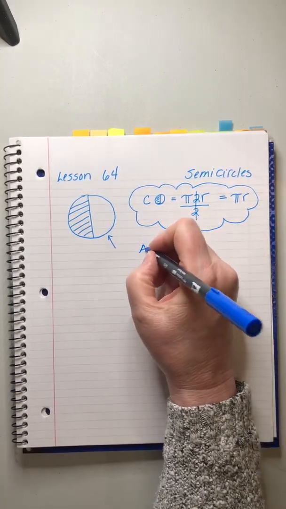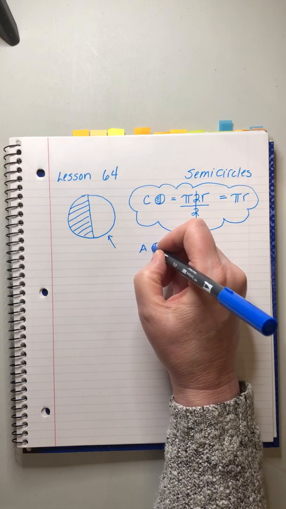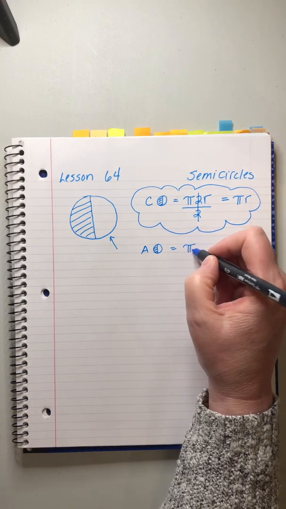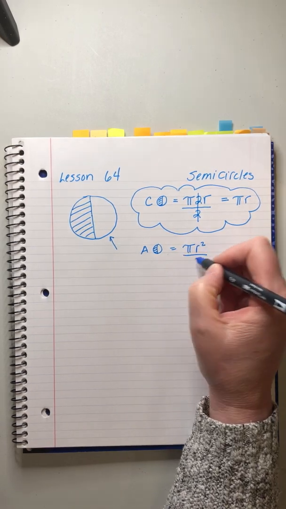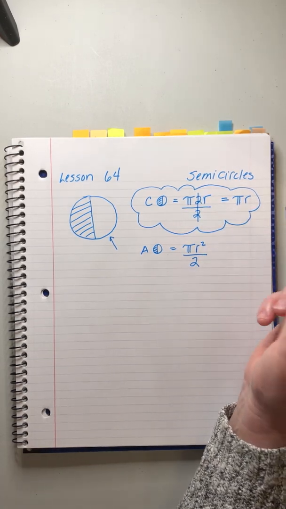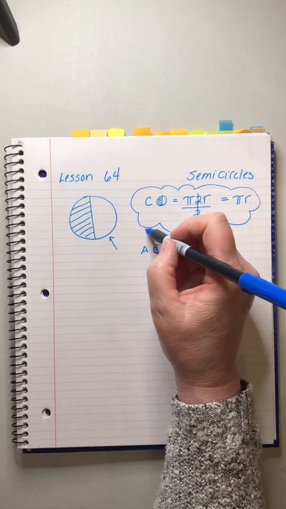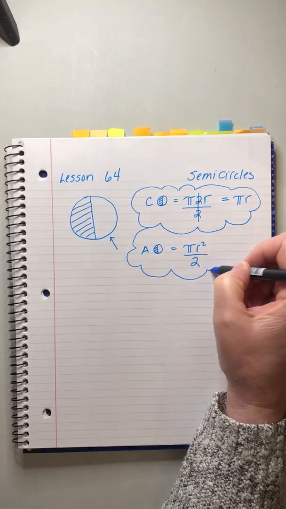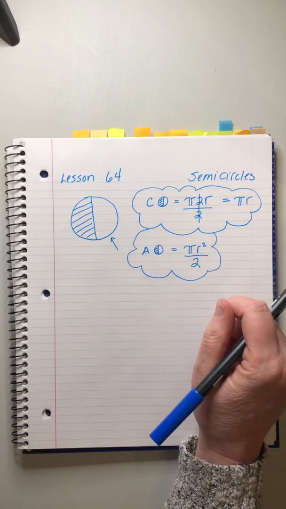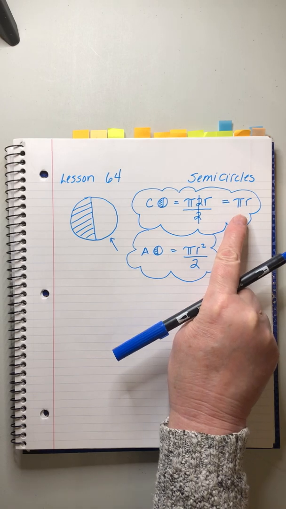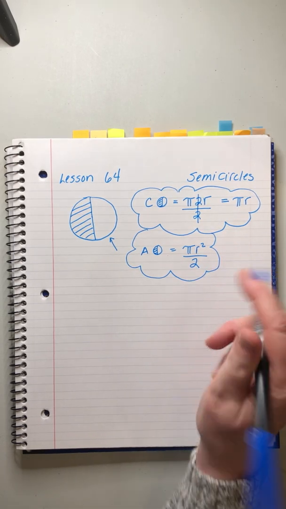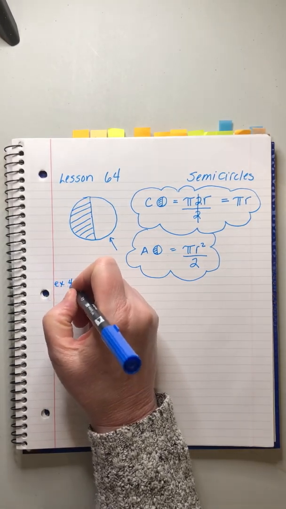Now, if we want the area of a half circle, we take the area of a full circle, pi r squared, and we divide it by 2, but it doesn't cancel like this. We can't cancel those. So when we're doing the area of a semicircle, we just have to do the regular calculation and then take half of it. But the circumference makes this nifty, cute little new one.